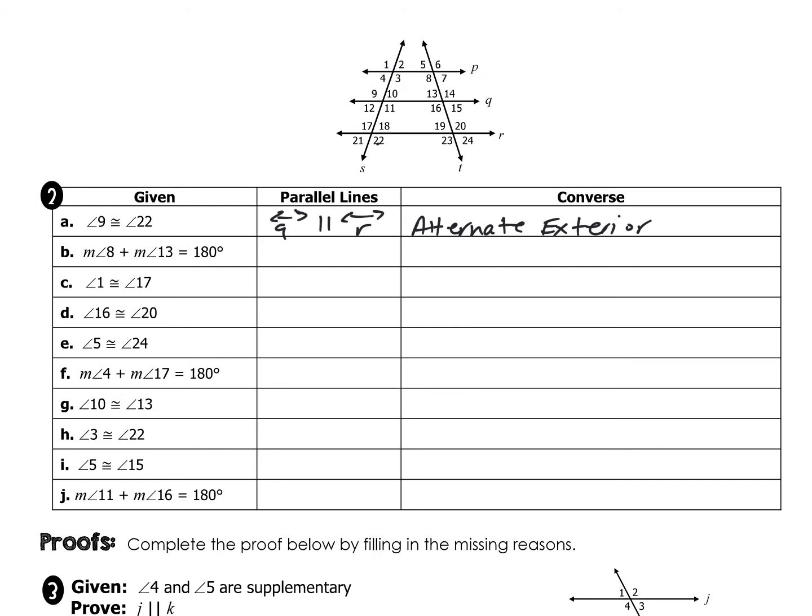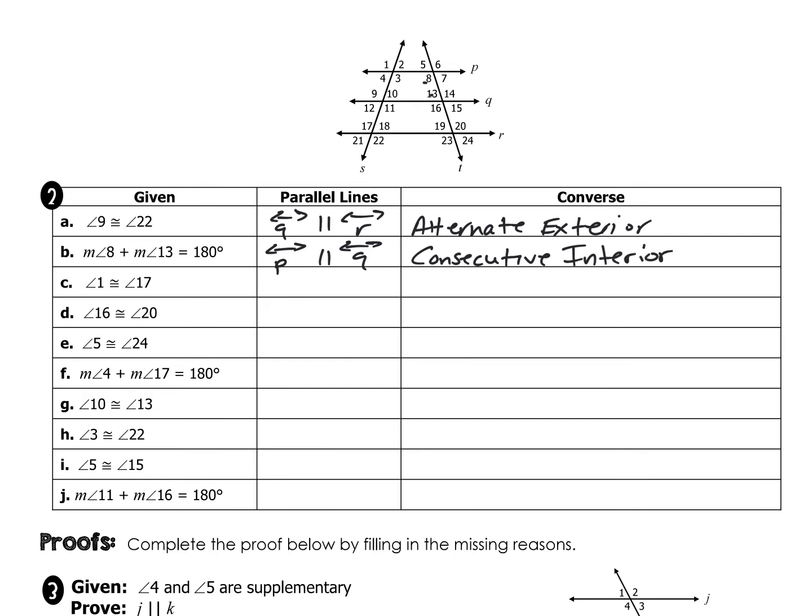Okay. All right. The measure of angle 8 plus the measure of angle 13, 8 and 13 equals 180. Those are on transversal T and prove that line P is parallel to line Q. Those are consecutive interior.